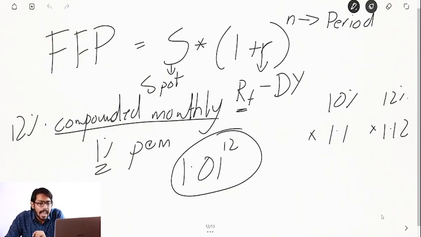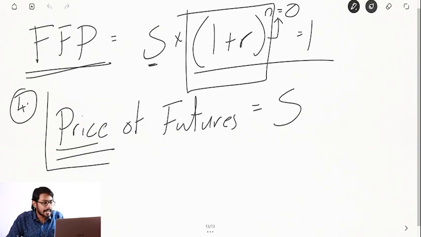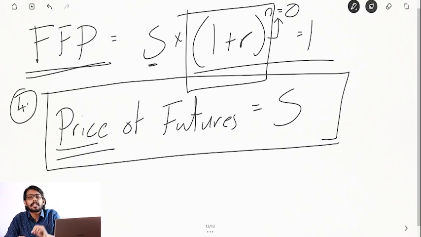On the due date, N becomes 0. The remaining period becomes 0. On the due date, if you don't understand the mathematics, leave it. On the due date, the price of futures is equal to the spot price of the underlying asset. Understood? There is one more formula.